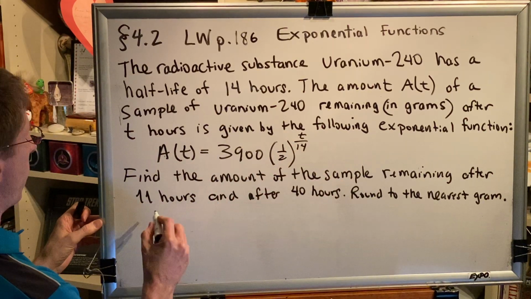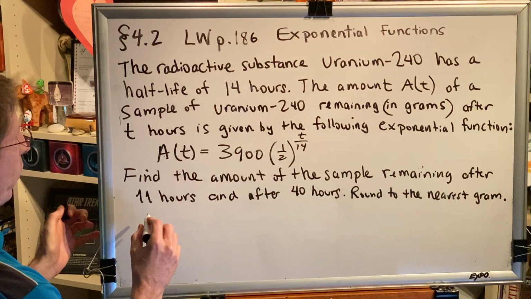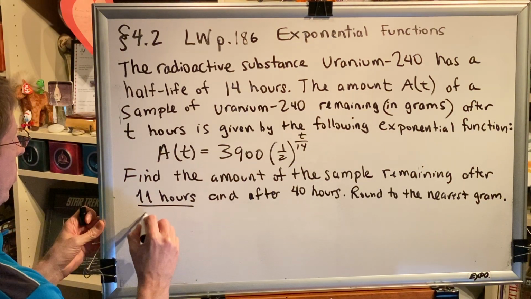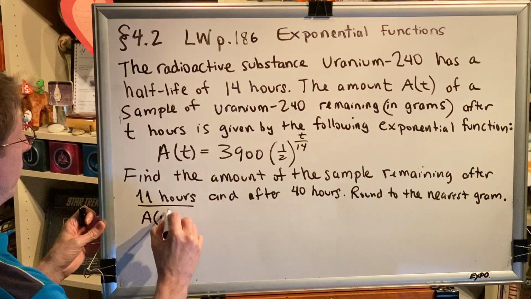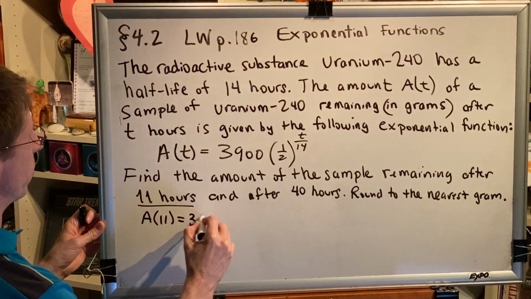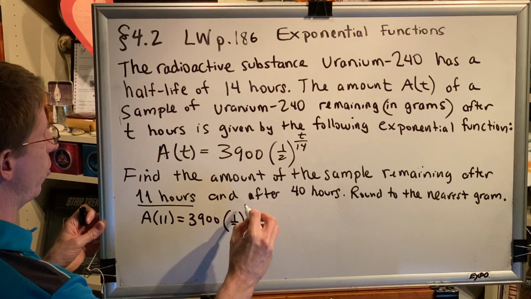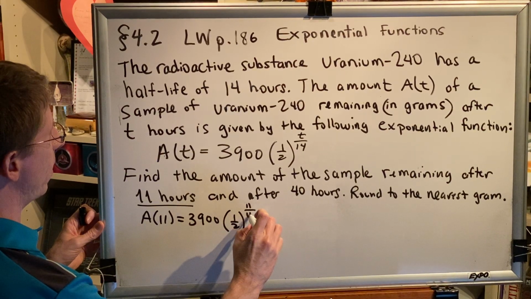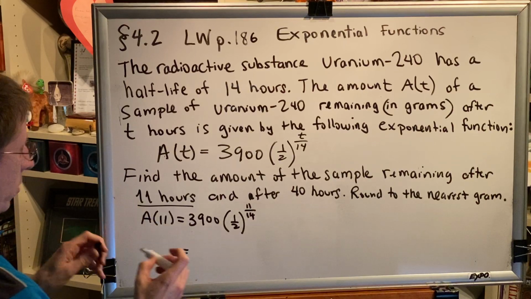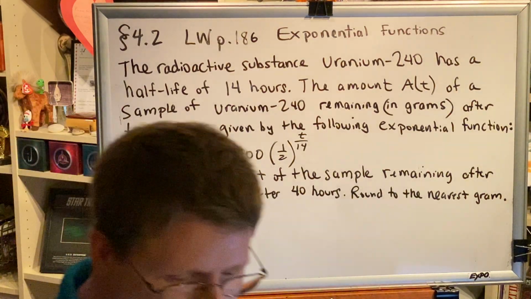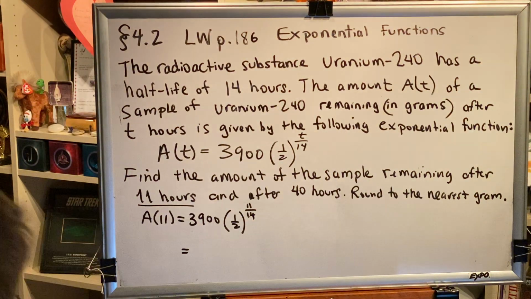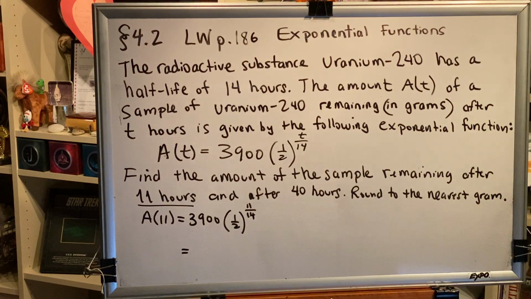So let's go ahead and do the first problem first. Find the amount of the sample remaining after 11 hours. So we replace all of the T's with 11, and we get A of 11 equals 3,900 times 1/2 raised to the 11/14 power. Okay, so this is the moment where I would recommend that you pick up your calculator. If you happen to have the multi-view calculator, this is going to be very, very easy for you to do because the multi-view calculator can make fractions.